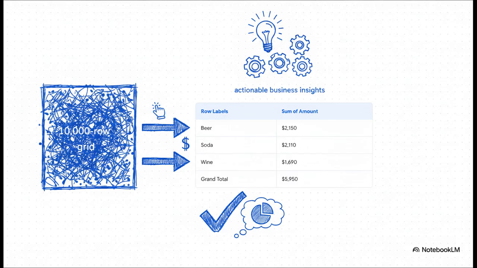You don't need to write a single complex formula in the formula bar to do this. You instantly see exactly how much revenue was generated across different categories, shrinking that massive, chaotic 10,000-row grid down to a clean 4-row summary. It's a total game changer.